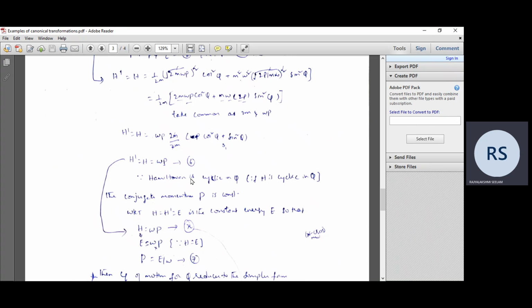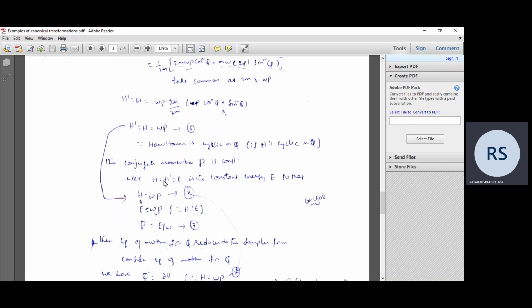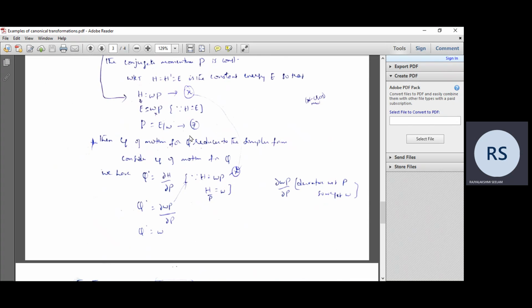Since the Hamiltonian is cyclic in Q, that means if H is cyclic in Q, the conjugate momentum P is constant. So we know that H dash equals E, which is constant energy. We already know this equation. So from this one, H equals omega P. If H dash equals E, we are replacing H with E. So E equals omega P. From this, P equals E by omega. Let it be equation number 7.